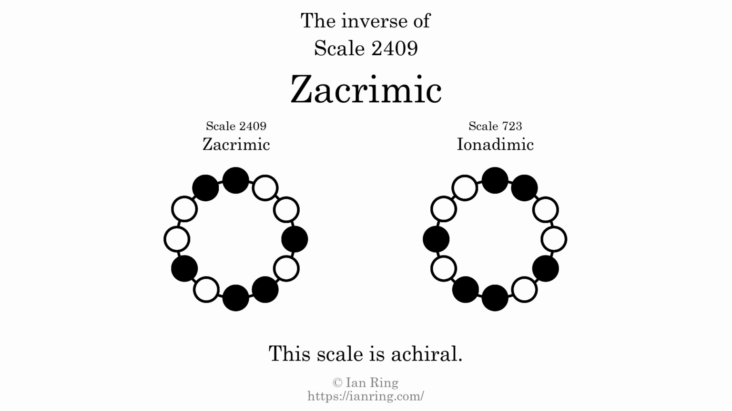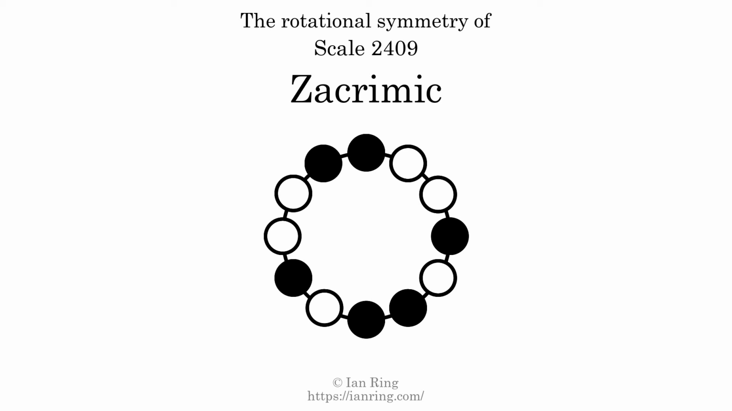The inverse of a scale is a mirror image. It is what you get when the sequence of intervals is reversed. The inverse of this scale is scale 723, also known as anademic. This scale is achiral, since it can transform into its own reflection by a rotational transformation. This scale has no rotational symmetry.